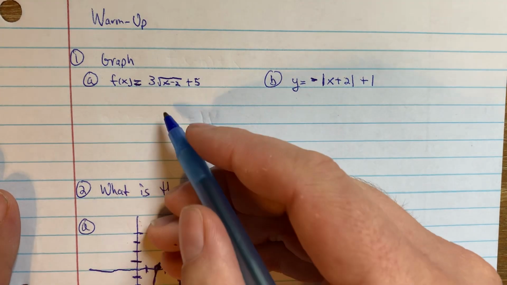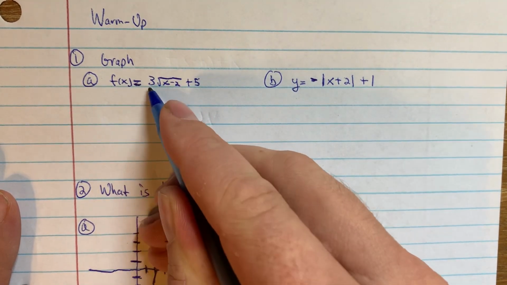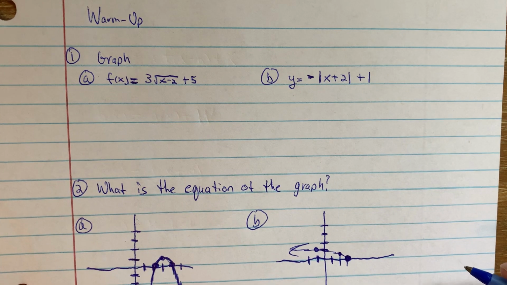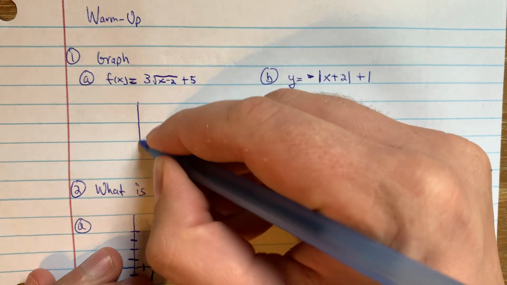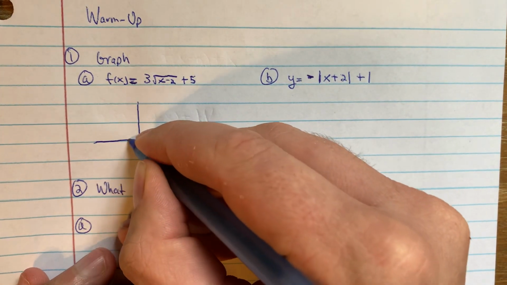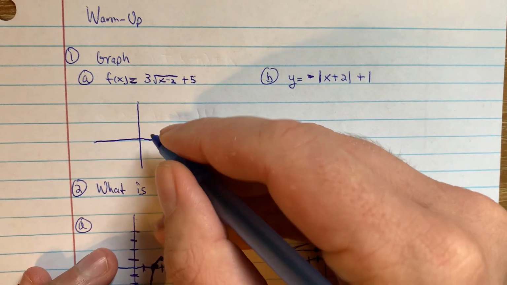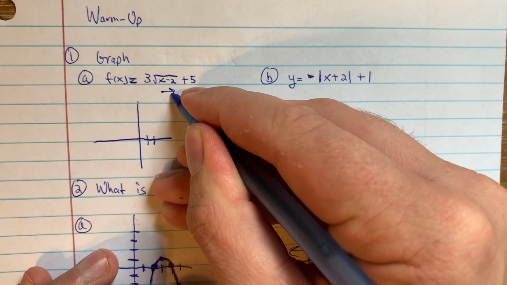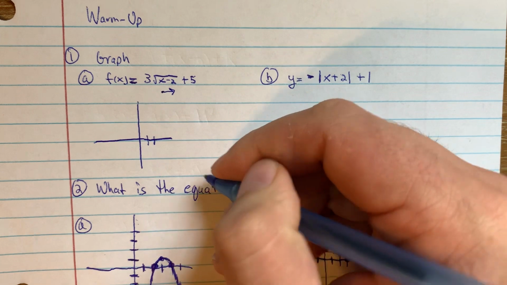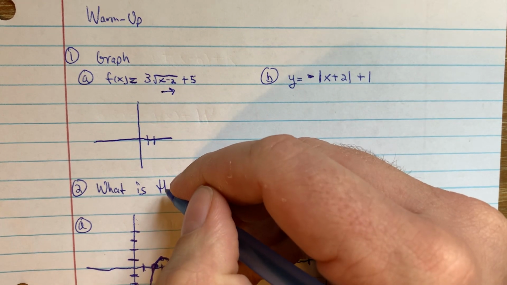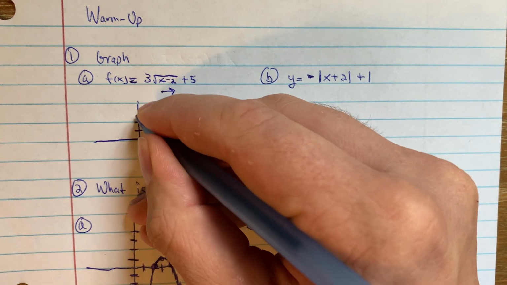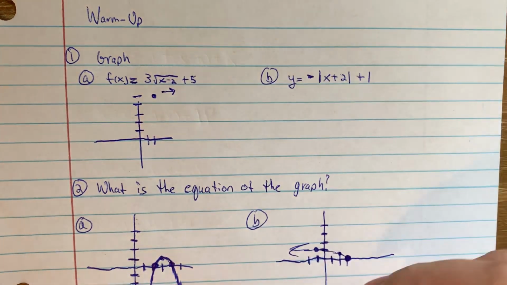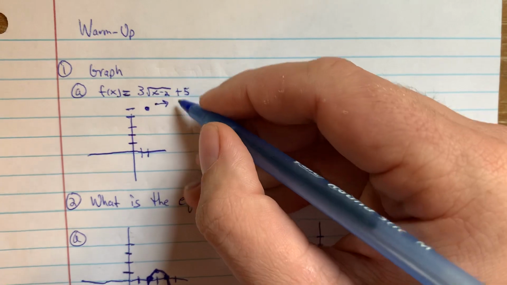functions. So go ahead and find the graph of f of x equals 3 square root of x minus 2 plus 5. And hopefully we feel good about the square root parent function from our first unit. We know that this is going to be shifted 2 to the right. Remember, horizontal transformations are backwards from what we would think. And it's shifted 5 up. So here's where the vertex will be.